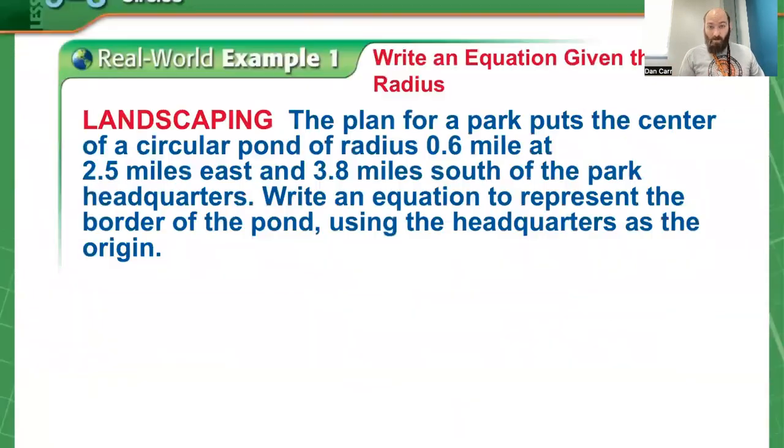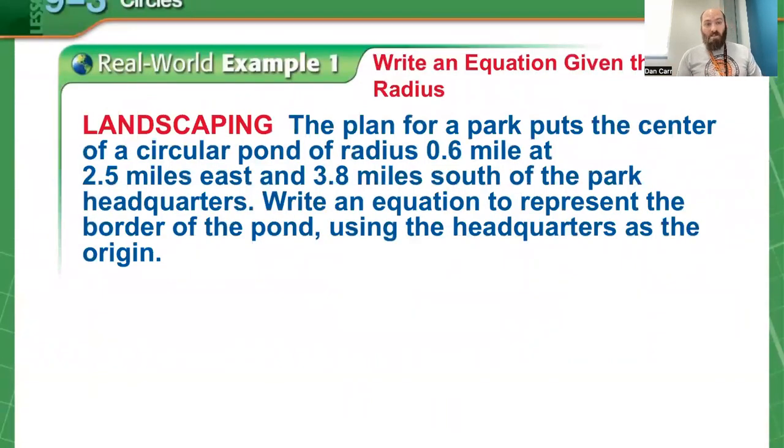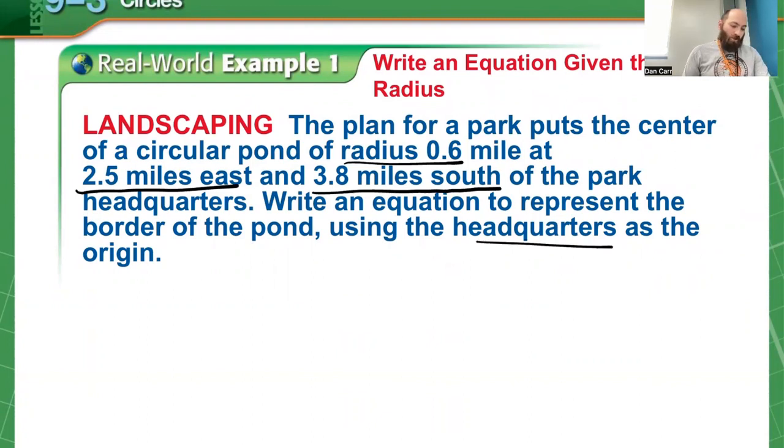We'll start with a word problem. The plan for a park puts the center of a circular pond of radius 0.6 miles at 2.5 miles east and 3.58 miles south of the park headquarters. Write an equation to represent the border of the pond using the headquarters as the origin.